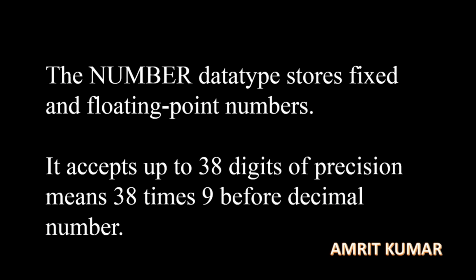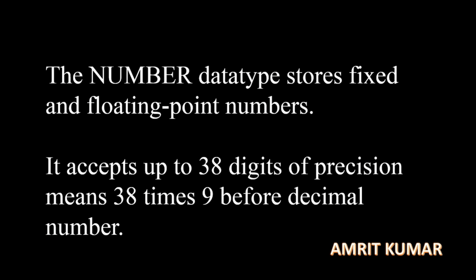What is the precision value? It is that value which decides after which place you are going to add the decimal in the floating point number. So it means 38 times 9 before the decimal point. It means 38 times 9 before the decimal number.